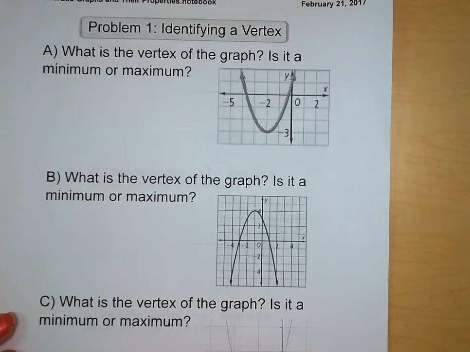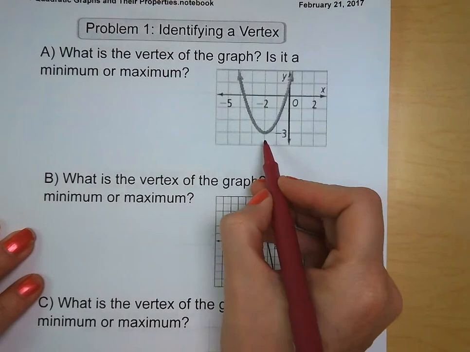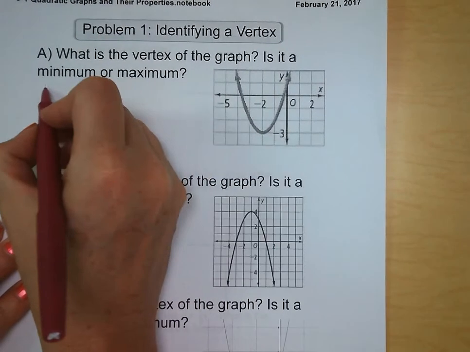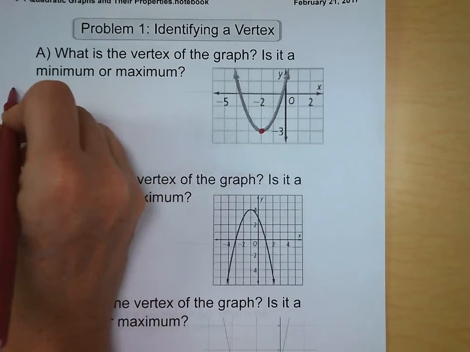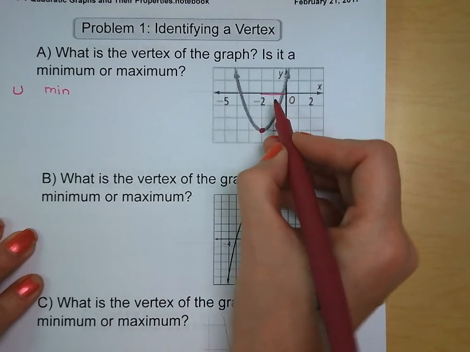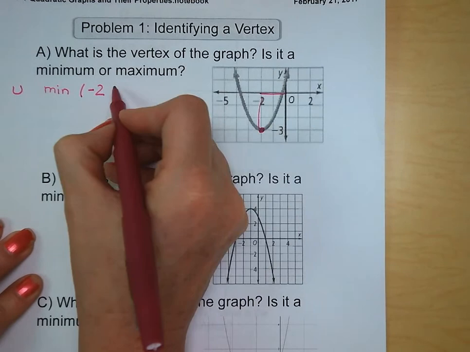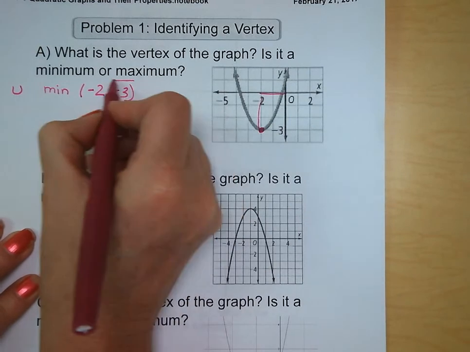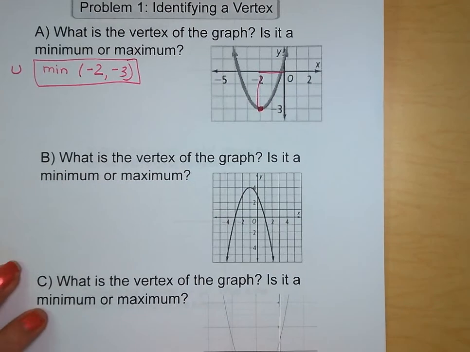So for problem 1, identifying a vertex, we are looking for that maximum or minimum point on the graph. First of all, on graph A, it's going to be a minimum because the graph is opening up. We see the bottom of the graph there. And we just need to write the coordinates for that point. So our x-coordinate is -2, and our y-coordinate is -3. So it's a minimum, and it's at (-2, -3).